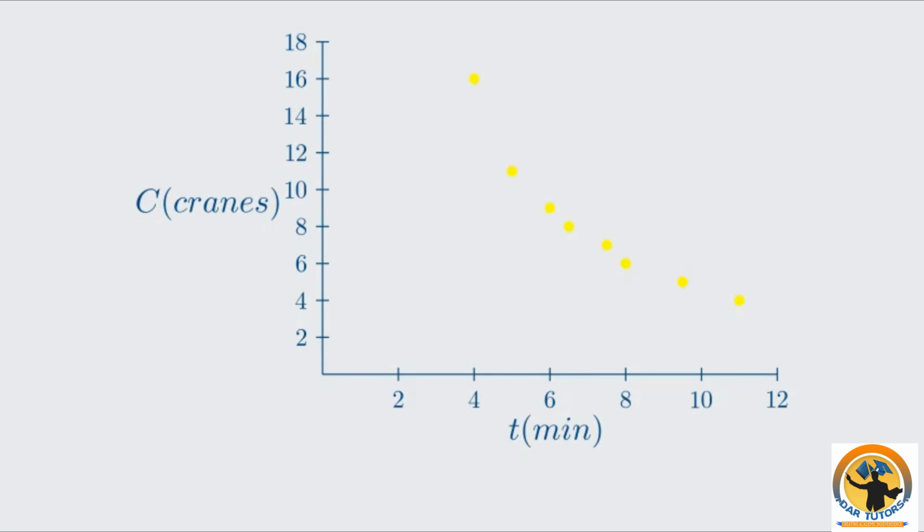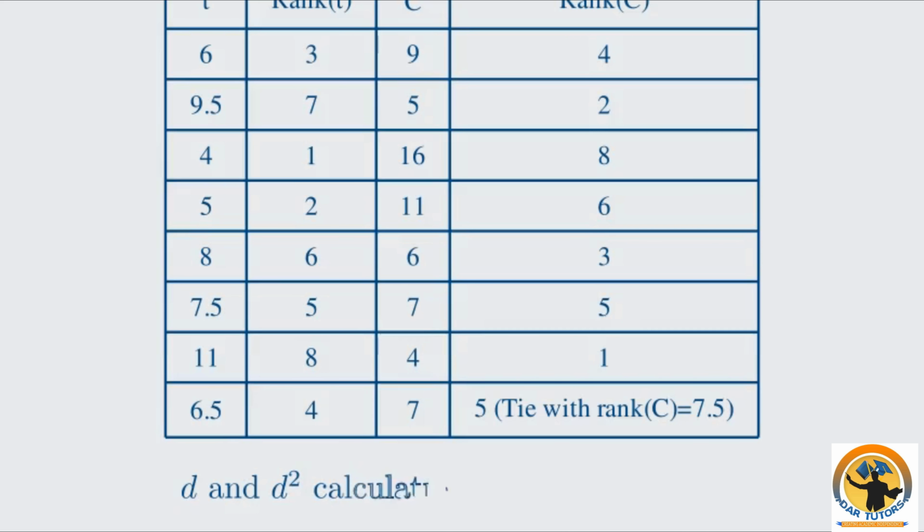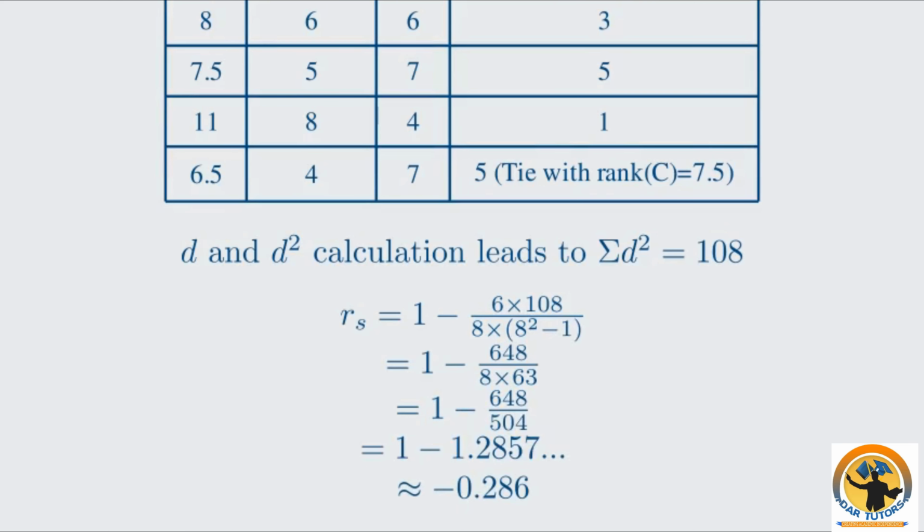First, we'll calculate Pearson's rP using a GDC. For this dataset, Pearson's rP is approximately negative 0.749. Now, let's find the ranks and then calculate Spearman's rS. We find the ranks for both variables. Note that there are no ties in this dataset. We then calculate the differences d and the sum of d squared, which is 108. Using Spearman's formula with n equals 8 and sum of d squared equals 108, we get rS equals 1 minus 6 times 108 over 8 times 8 squared minus 1. This gives us approximately negative 0.929.